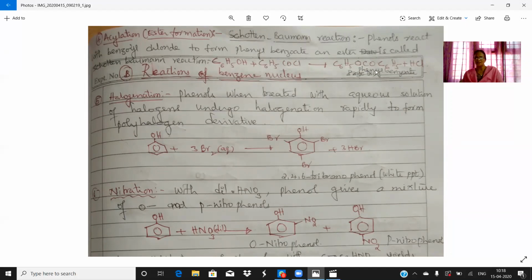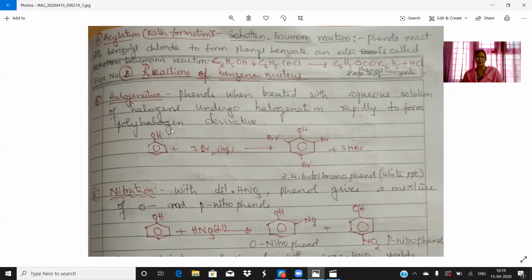This is known as phenyl benzoate. This is the phenyl group. This is benzoate. Phenyl benzoate. This is the reaction known as Schotten-Baumann reaction. In Schotten-Baumann reaction, phenols react with benzoyl chloride to form phenyl benzoate, an ester. So this is a very, very important reaction, and we know that all name reactions are very important. And let us see the second type of reactions where the reactions involve the benzene nucleus. Previously, we have discussed the reactions which involve the OH group of phenol, whereas here the reactions involve the benzene ring or benzene nucleus. There, the first one is halogenation reaction.